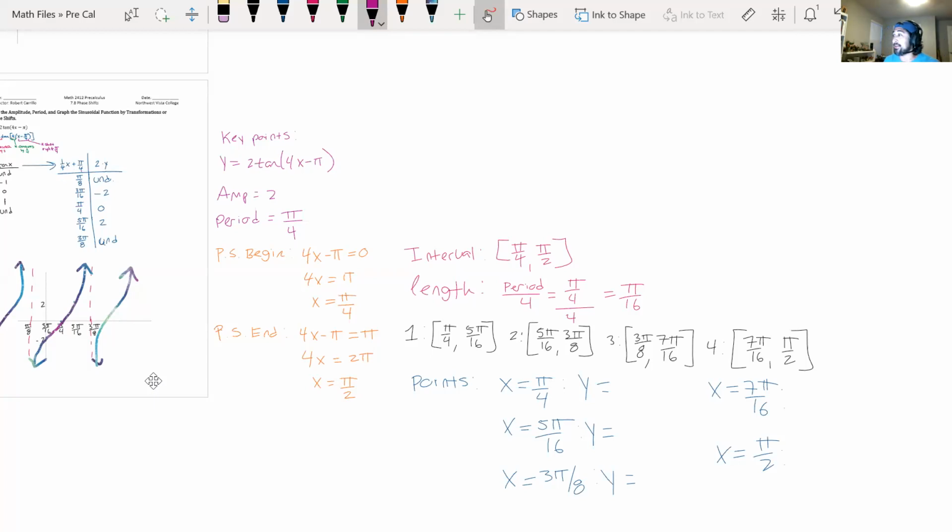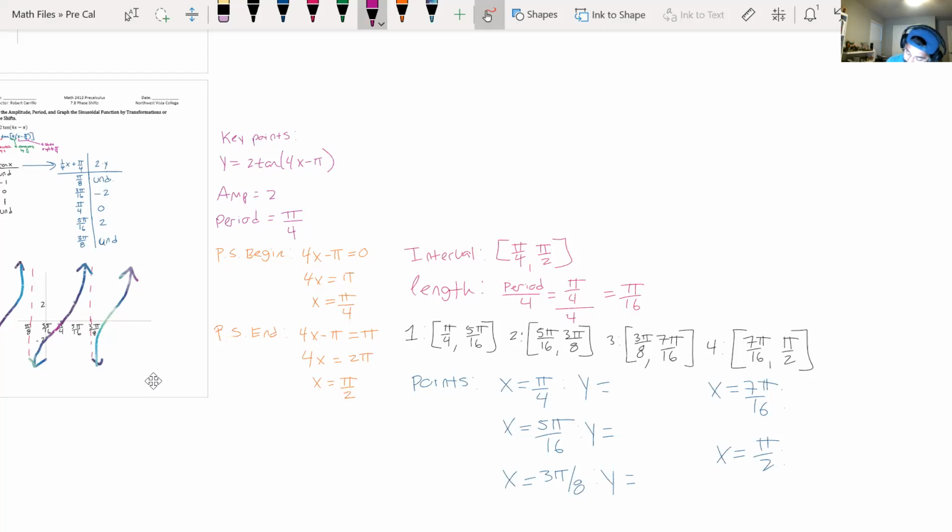But I'm sure my math lab is going to be nice. We can even look at my math lab problem after this to see what it wants. Okay. I am in radians and then table. And then I have 2 tangent 4x minus pi. Here I go: pi over 4, 5 pi over 16, and then 3 pi over 8.